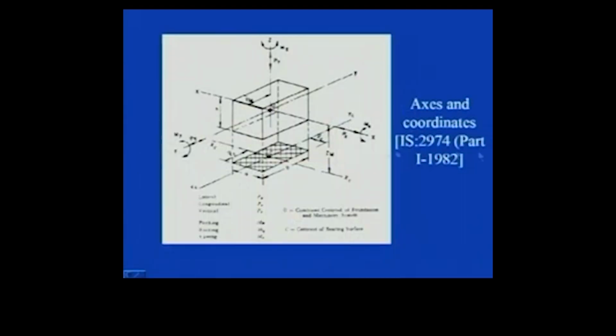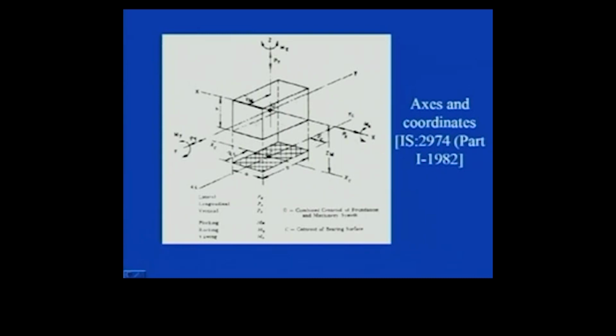Six types of deformation can take place, which are the translation along the 3 axes and the rotation along 3 axes. Out of these, the rotation about the vertical axis, that is the z axis, is called yawing, rotation along the x axis is called pitching, and rotation along the y axis is rocking. Now let us see how it looks in a 3D picture. This is what has been obtained from IS 2974 1982, which deals with the various aspects related to machine foundation.